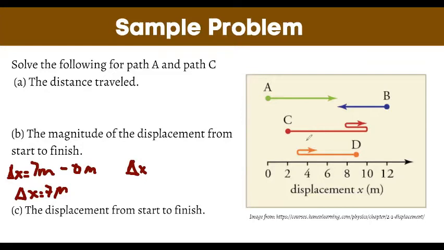For path C, as you can see here, the final position is at 11 meters, and the initial is 2 meters. So we can say that the magnitude of displacement is 9 meters. So now, what is the displacement from start to finish?